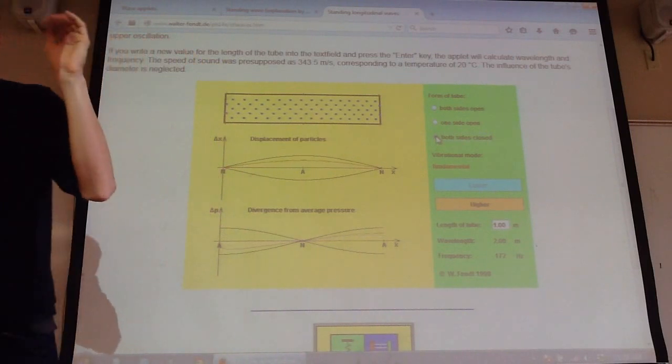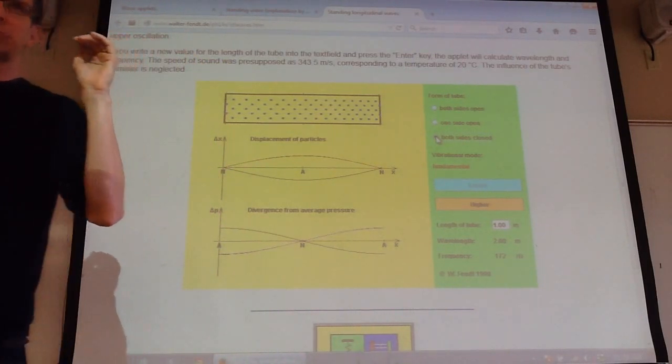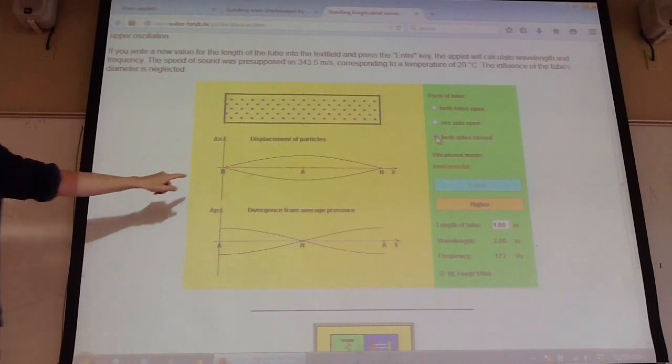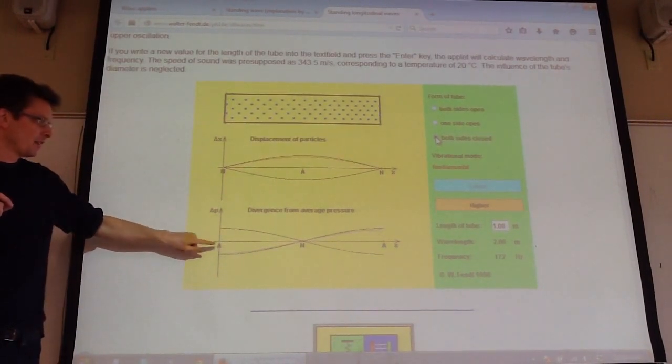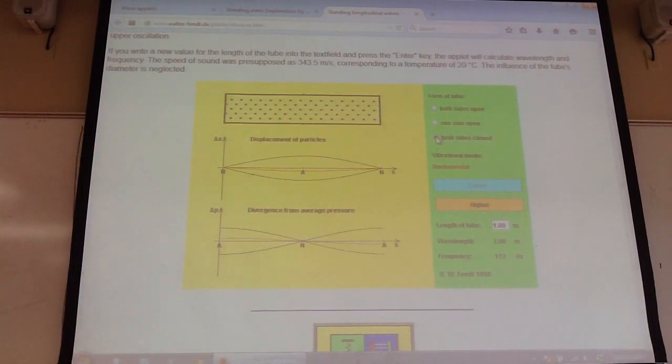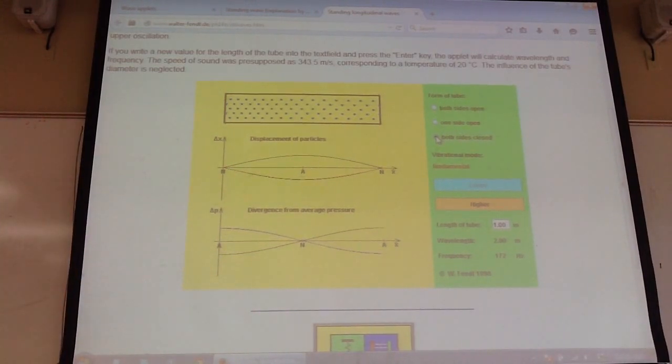Where the crest is of the displacement is not where the crest is of the pressure. The only thing that I need you to get out of that is for you to realize that when you have a displacement node, you have a pressure antinode, and vice versa. So when the air molecules have maximum motion, then the pressure doesn't change. And when they have no motion, you have maximum pressure change.